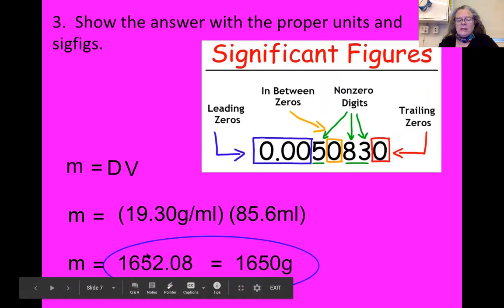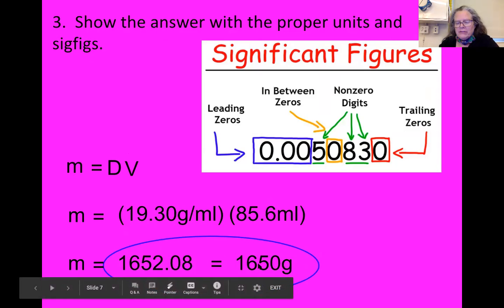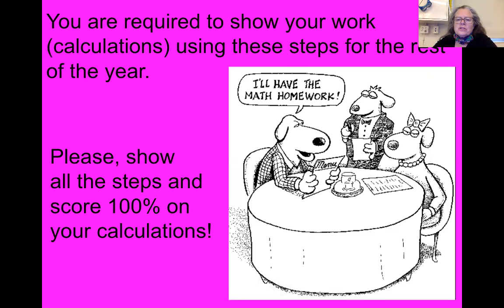Is the 2 going to round the 5? Nope. So I have to put in a 0 there to hold the place, because you can't round 1,652 to 165. I mean, they're not even in the same ballpark. So anyway, that's a sig fig problem, but that's what you need to do to show your work. You have to show those steps for the rest of the year, for the rest of your science classes. Okay, and you'll get 100.